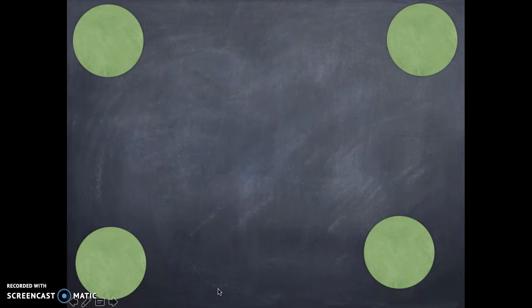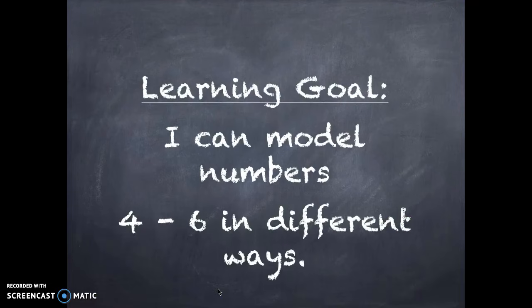Well, good job, friends. You must know something that goes along with our learning goal today. Because our learning goal says, I can model numbers 4 through 6 in different ways. I just did that. I had them in a nice straight line and then I spread them all out, and you still knew that it was 4 because we can show numbers in different ways, right?